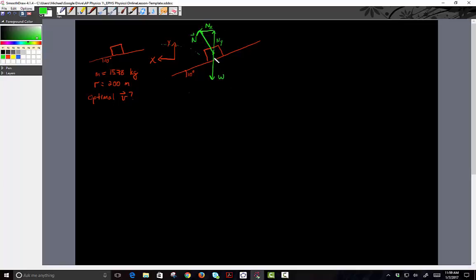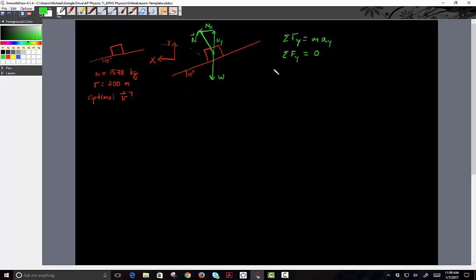So now we can start working with it and try to figure some stuff out. I don't know what the normal is. The normal is not in direct opposition to the weight. However, the normal in the y is. And we know that the car is not moving up and down. So we can say that the sum of the forces in the y direction would be equal to the mass times the acceleration in the y, but the acceleration in the y is 0, so the sum of the forces in the y is equal to 0.